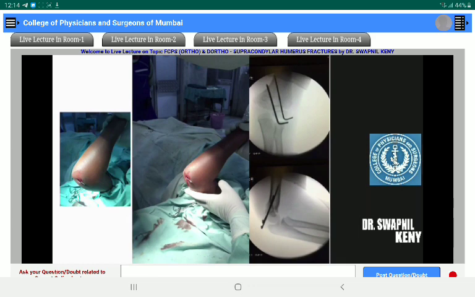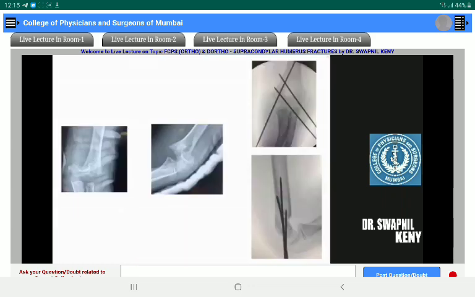So this is another case, again, of a very displaced fracture. But here, if you see the fracture pattern, this is a transverse sagittal and a transverse coronal fracture. And hence, the direction of the wires is different in this case. The direction of the wires is going to be a little more vertical as compared to the previous fracture.